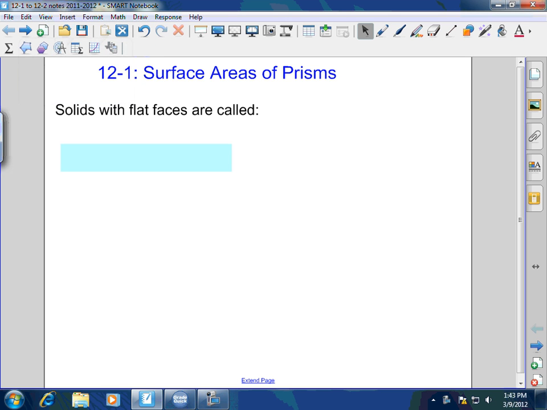Today we are going to be learning about surface areas of prisms, and the second lesson we're going to learn is about the surface area of pyramids. But right now, with the surface area of prisms, first of all, what is a prism?